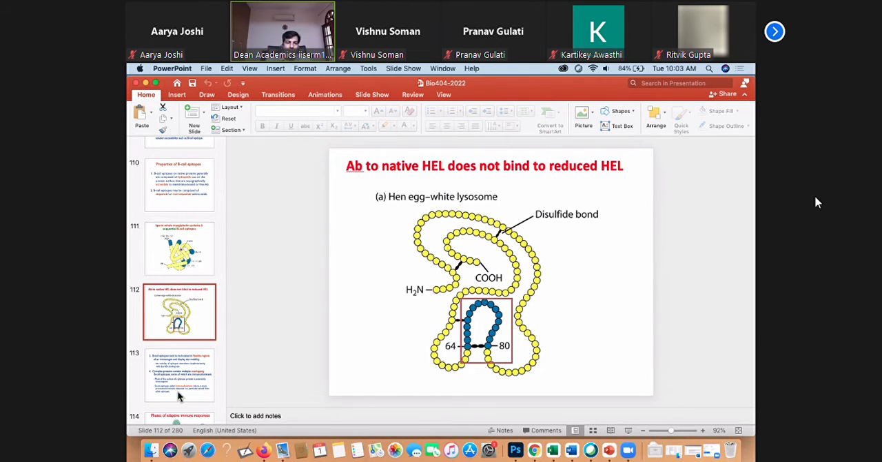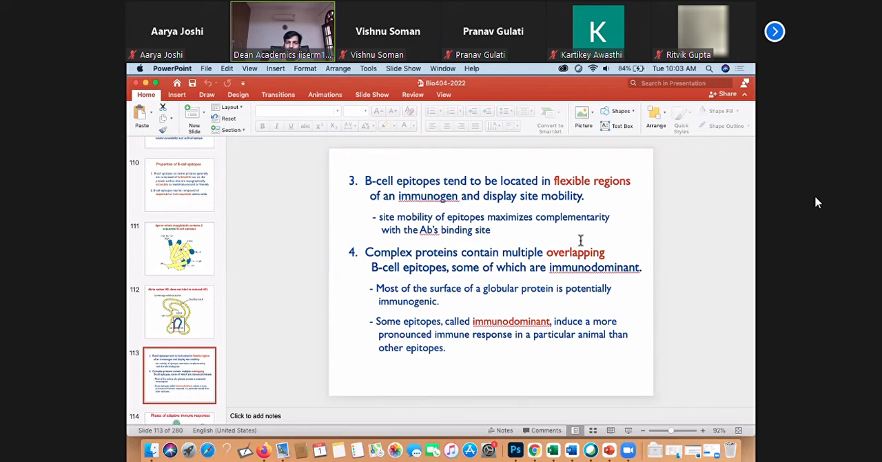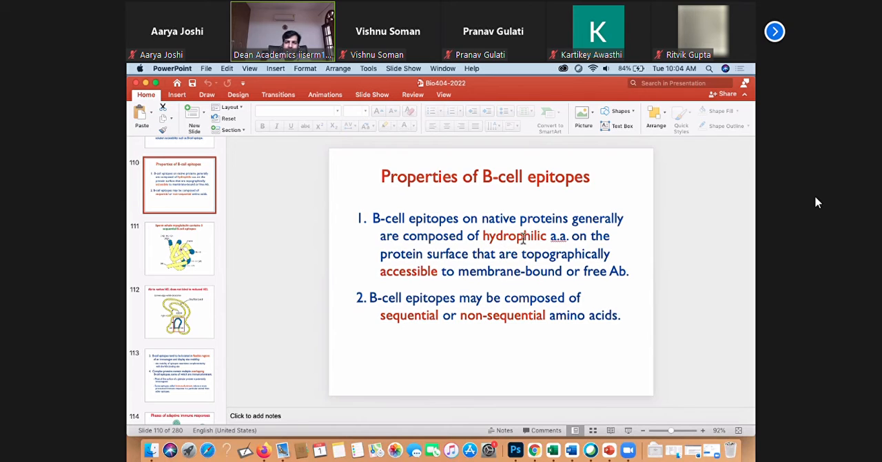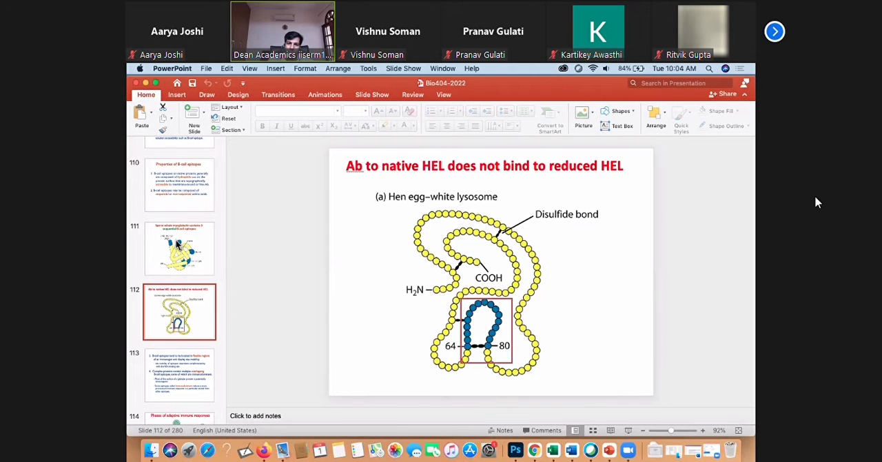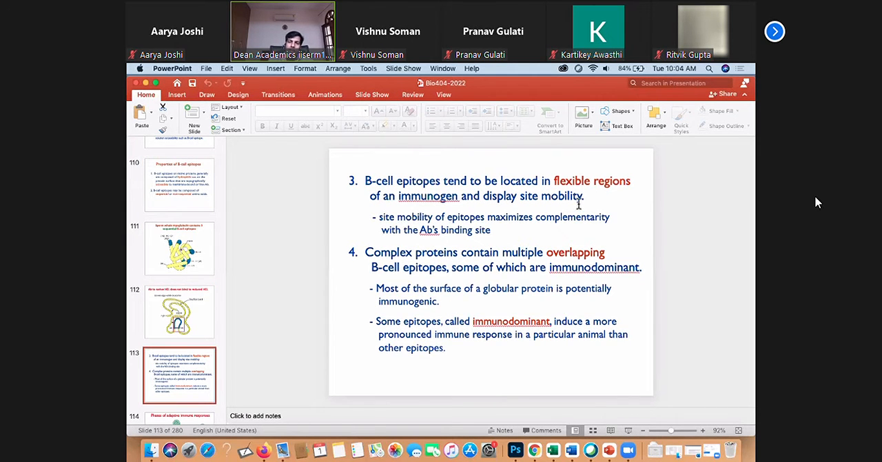If no more questions, let's keep going. Okay, so we also talked about the other properties. One was basically that these are hydrophilic, accessible, and they can exist in sequential and non-sequential form, and these are two of the examples I showed you, right? And then the third property is that these B cell epitopes are present in the flexible region of a protein. Because of the inherent flexibility in that region, they can snugly fit into the paratope region of the antibody.